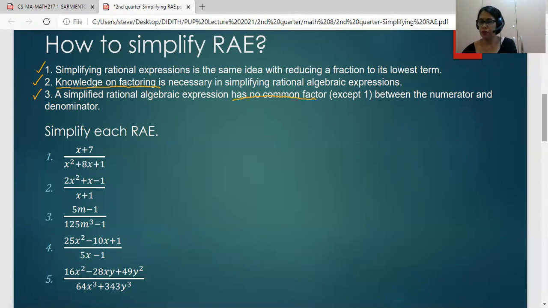Let's work on more rational algebraic expressions to be simplified. So we have here x plus 7 all over x squared plus 8x plus 1. We know that x plus 7 is no longer factorable, and this is like a prime number. A prime number has no factor other than itself. So we will just rewrite x plus 7 here.